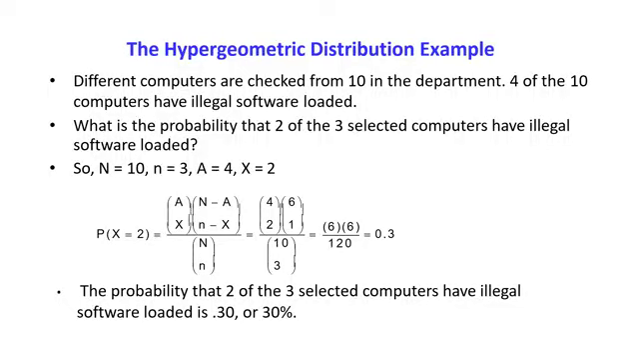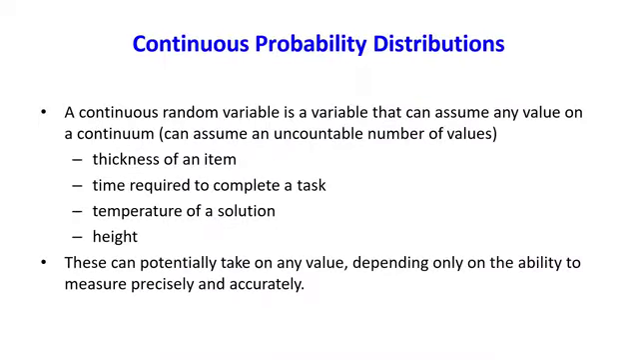Okay. So for that, we also need the population details. What is the overall population? And in the overall population, what is the number of computers which have illegal software loaded? And then when we are drawing the sample, we are checking what could be the probability that when I draw a sample size of 3, in that, 2 will be illegal. So for that, we are going with a hypergeometric distribution.